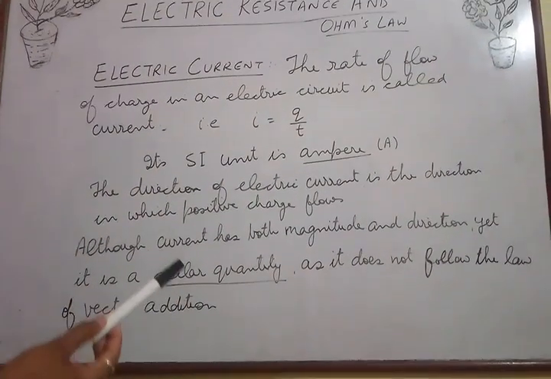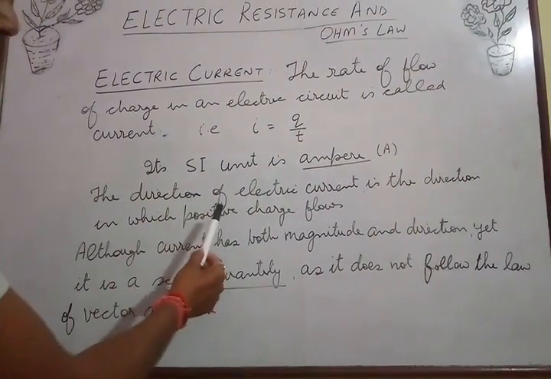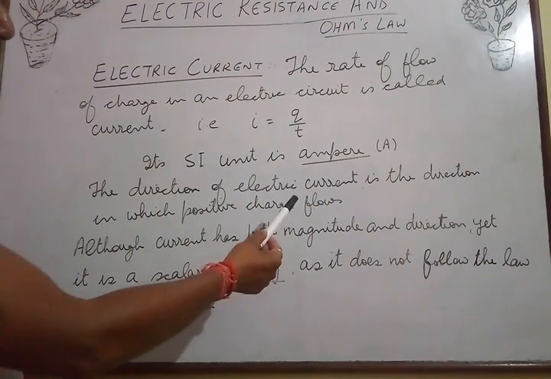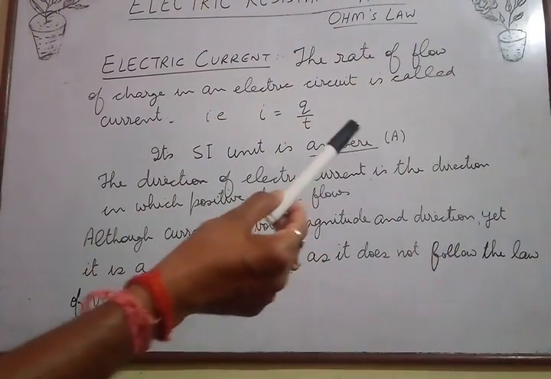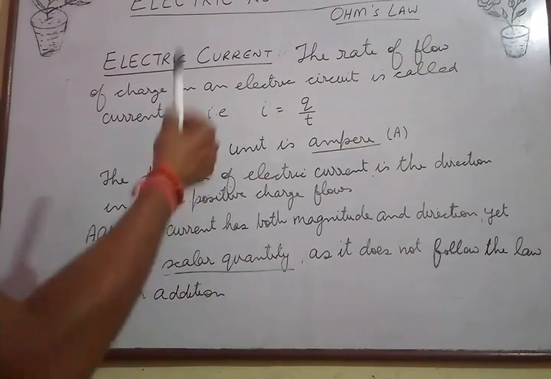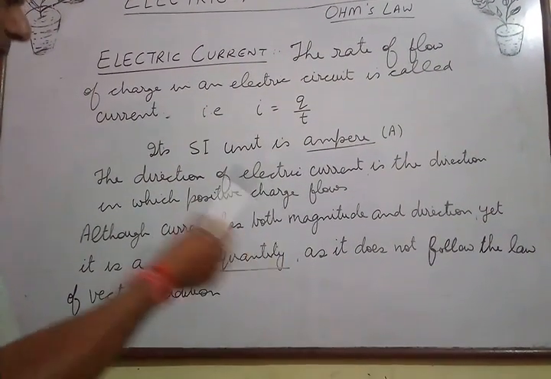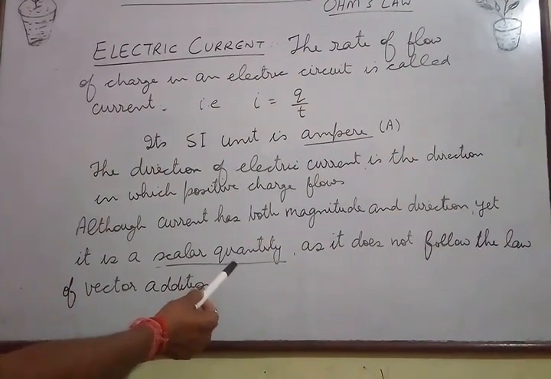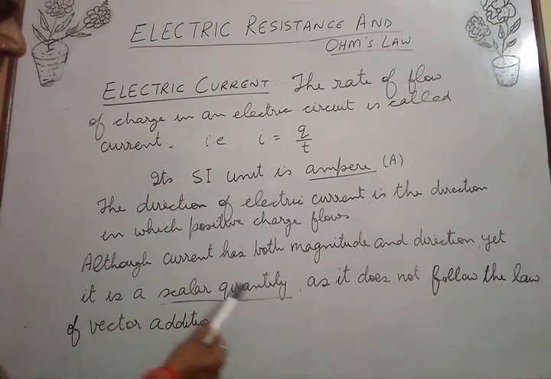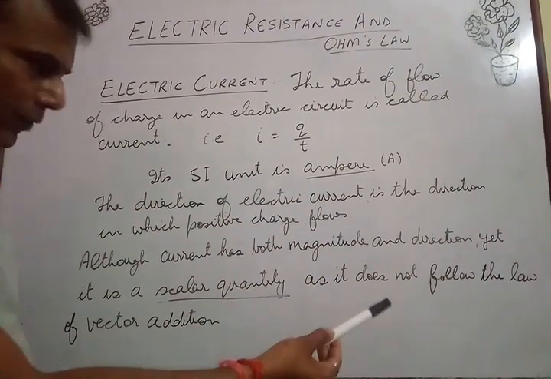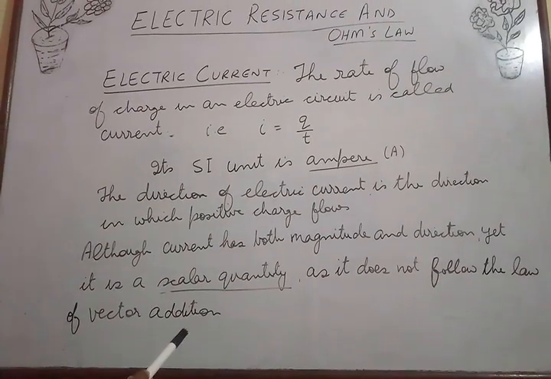The direction of electric current is taken as the direction in which positive charge flows. Now this current has both magnitude as well as direction, but yet it is a scalar quantity. Although current has both magnitude and direction, it is a scalar quantity because it does not follow the law of vector addition.